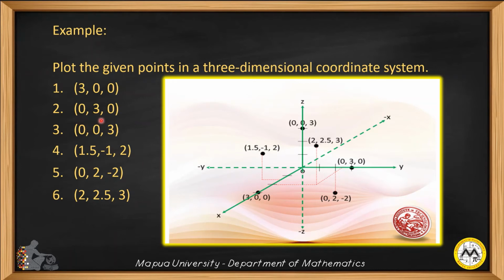As to the point (0, 3, 0), again, starting from the origin, since the x coordinate is 0, there is no movement in the x direction.